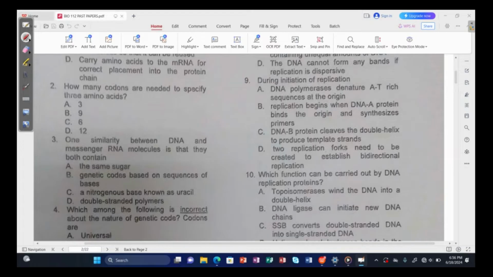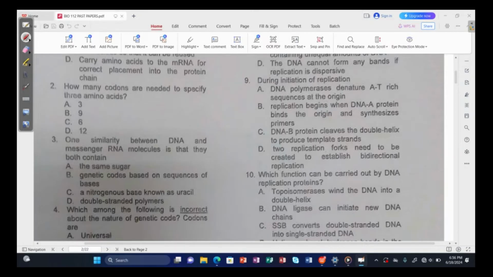Question 3. One similarity between DNA and messenger RNA molecules is that they both contain. So what is the relationship between messenger RNA and DNA? A is saying they have the same sugar. This is false because mRNA and DNA do not have the same sugar. DNA has deoxyribose, whereas RNA has a ribose sugar. So it's not true. B is saying genetic codes based on the sequence of bases. They both have genetic codes based on sequences of bases. So we can pause for B.